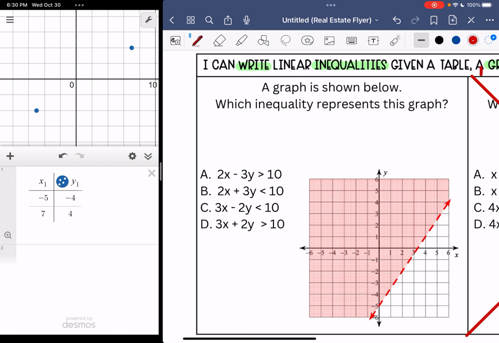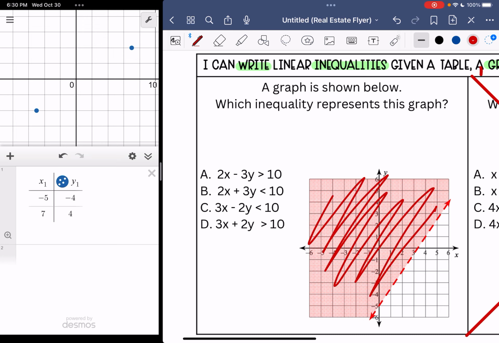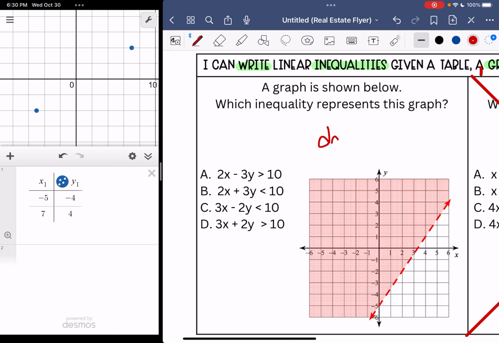Something else you can notice, and we can get a head start, is this graph right here has a dashed line, and it is shaded above. Dashed and above. So I'll be looking for this symbol right here.